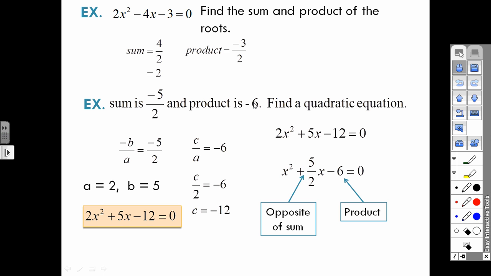You plug it in, and if they want integral coefficients, meaning no fractions, you can take this equation and multiply through by 2, and you end up getting that equation. So just a nice, quick, easy way of doing this if you don't want to do all of this work.